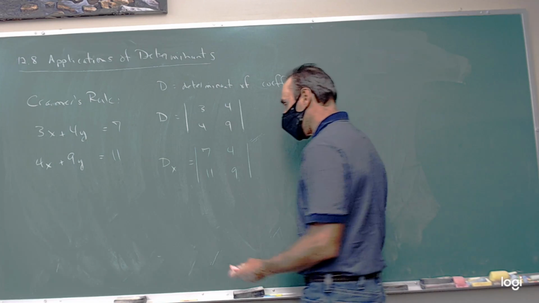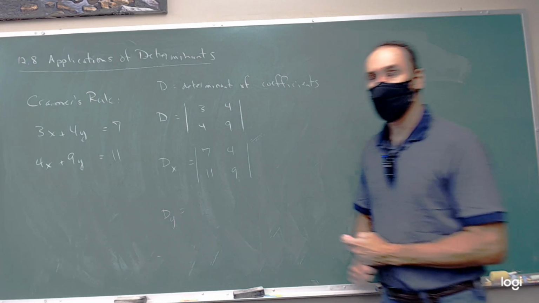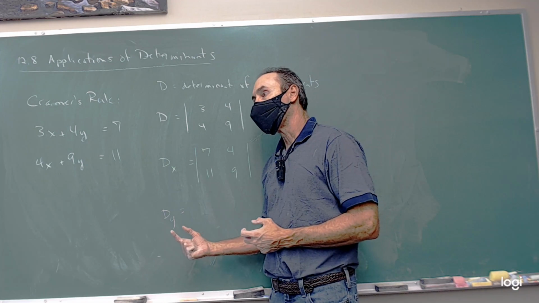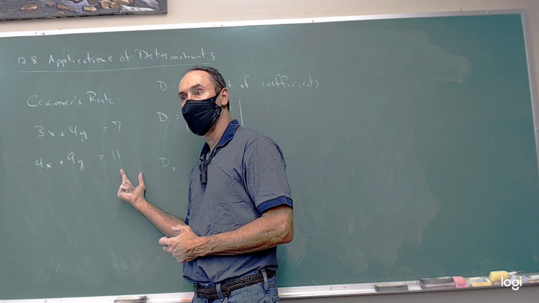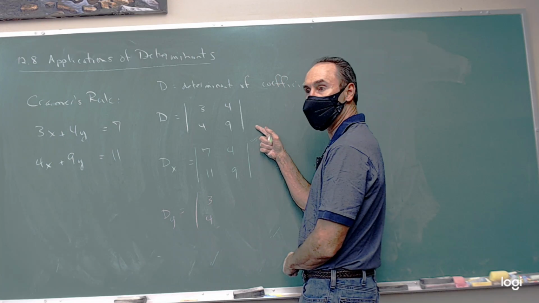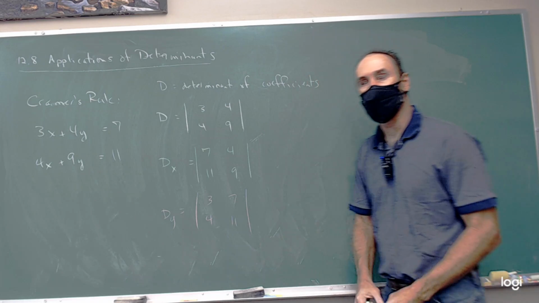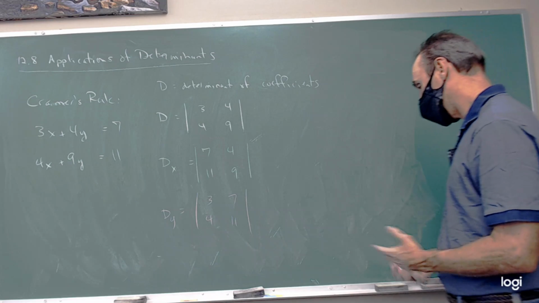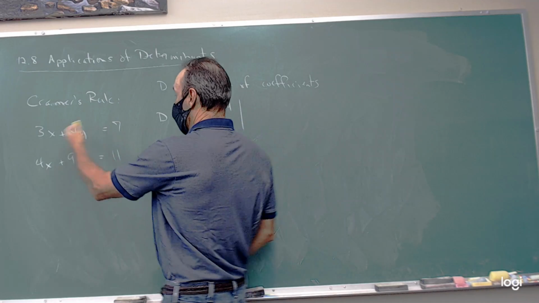Then we create another 2 by 2, d sub y. Again we start with the determinant of coefficients. This time, we're going to replace the y column by the right-hand side. So the first column of the determinant of coefficients stays 3, 4. The x's are back in. The y's get tossed. We put the 7 and the 11 in their place. Does that make sense?